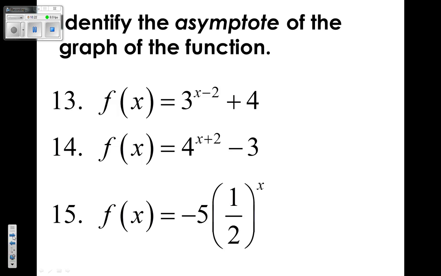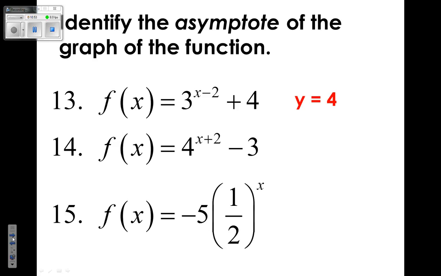All right, so now we're going to identify the asymptote for each of these graphs. Can you identify k? Then you can identify the asymptote. So it's y equals whatever k is. Y equals 4. All right, since we're at it, let's go ahead and talk a little bit more on number 13. What are the transformations on number 13? Up 4?